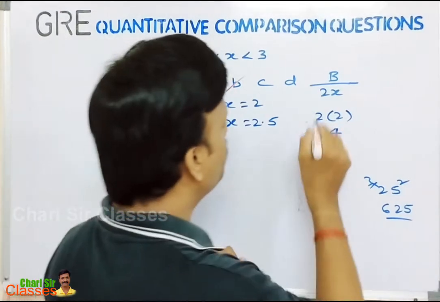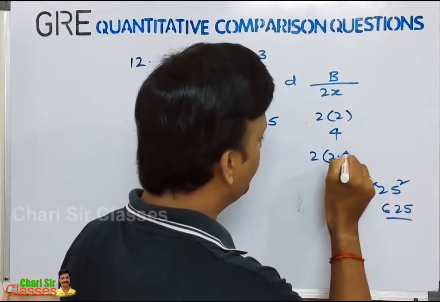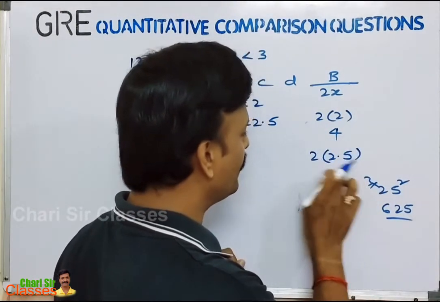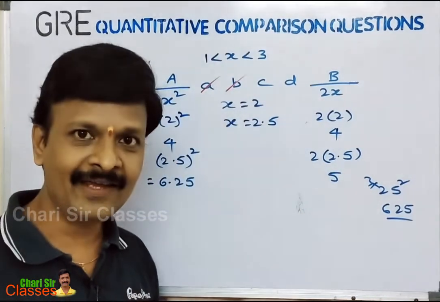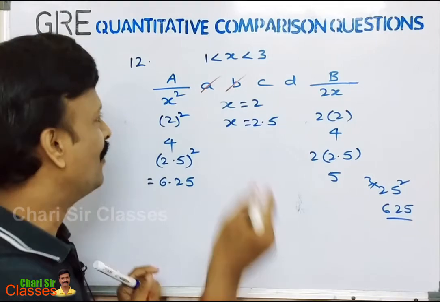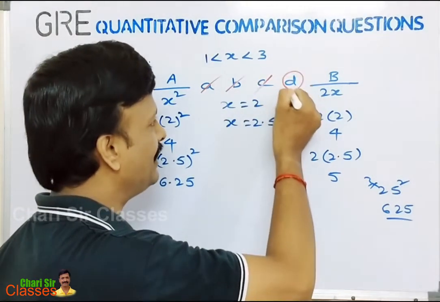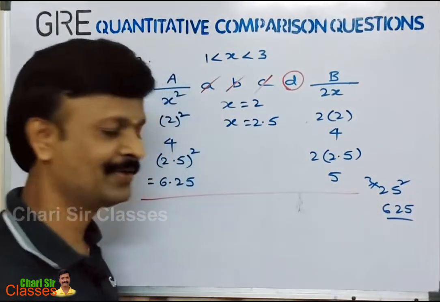After 2 digits there will be a point. Now here 2 into 2.5, you can see that 2.5 into 2 is 5. 6.25 and 5, are they equal? Definitely no. Now eliminate C, select D. So D will be the answer to this question.